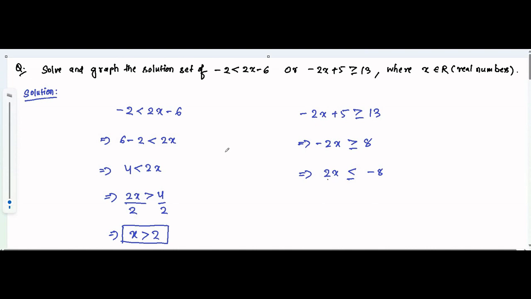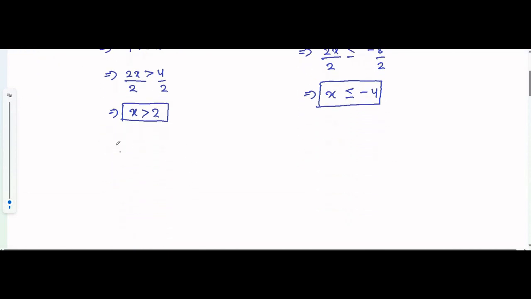Now if we divide both sides by the same positive number, 2, we have x less than or equal to minus 4. So this is the solution of the second inequation, and this was the solution of the first inequation. Now let's plot them separately on the number line.